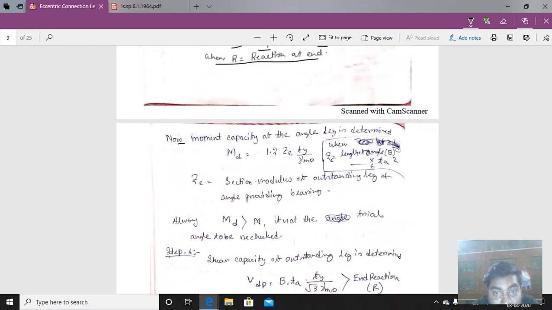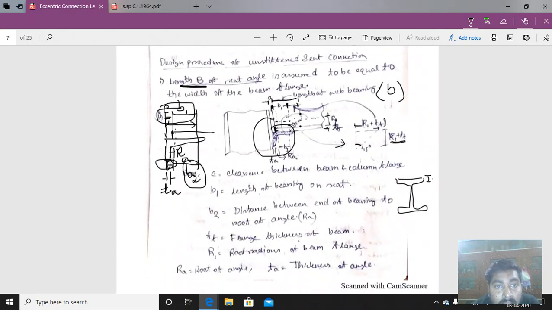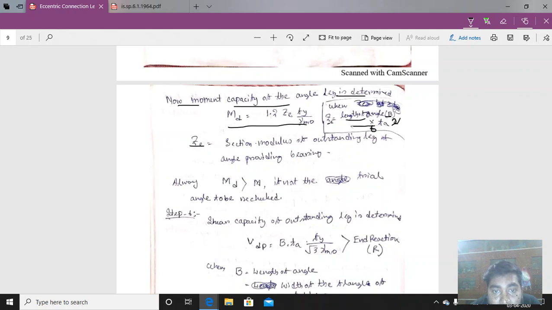And the moment capacity of the angle section is determined by MD equal to 1.2 ZD into Fy by gamma M0, where ZD is equal to the length of the angle B into TA square divided by 6. The length of the angle that we have already taken in step number 1, the length of the angle B, is assumed equal to the width of the flange. So we know the value, we can calculate ZD. So ZD is the section modulus of the outstanding leg angle providing the bearing.